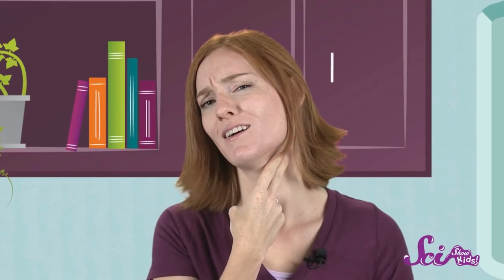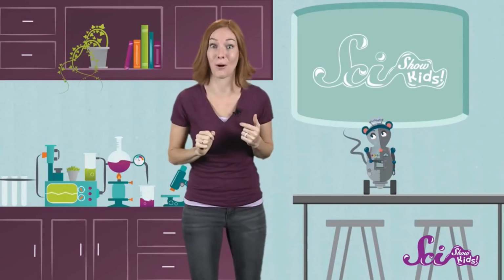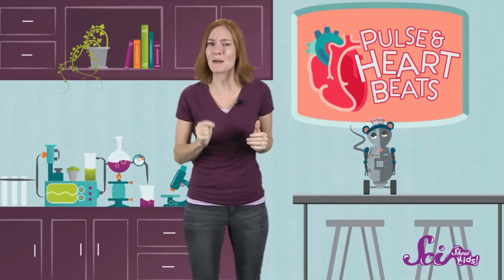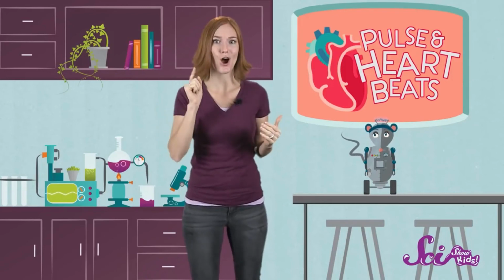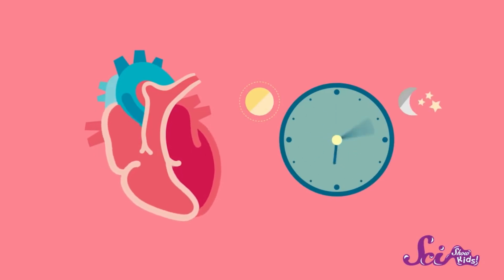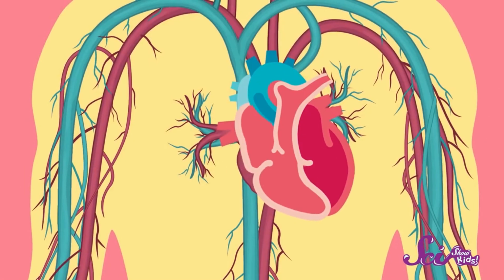Take these two fingers, now hold them on the side of your neck, right next to your throat. If you hold them still for just a moment, you'll start to feel something bumping around in there. That is your pulse, the feeling of blood moving through your body. And that means you're actually feeling your heart beating. Your heart is always beating, all day and all night, even when you're asleep. It can never take a break because it has a very important job. It moves your blood all around your body.